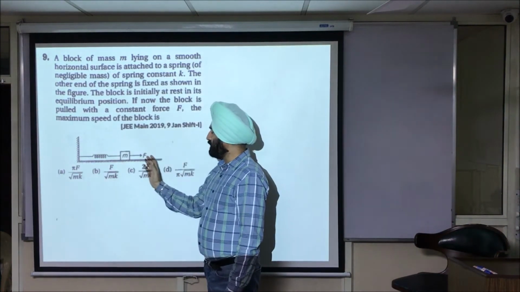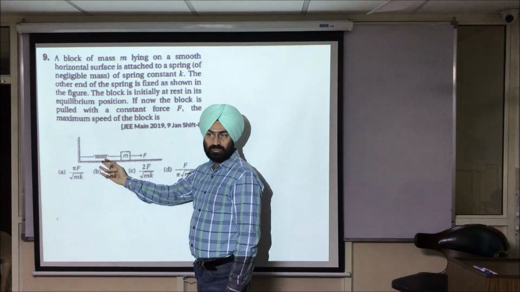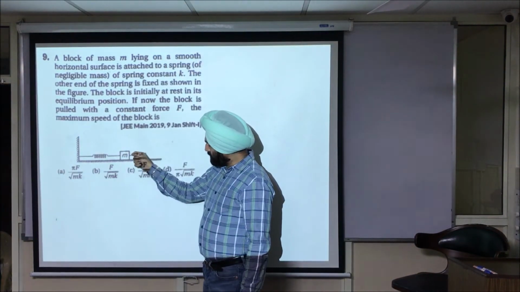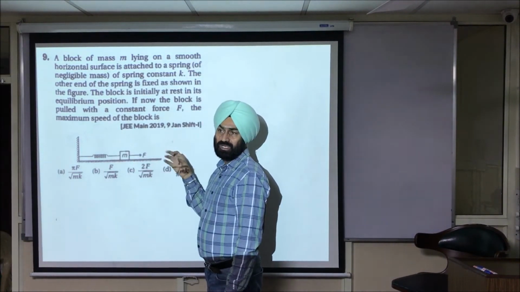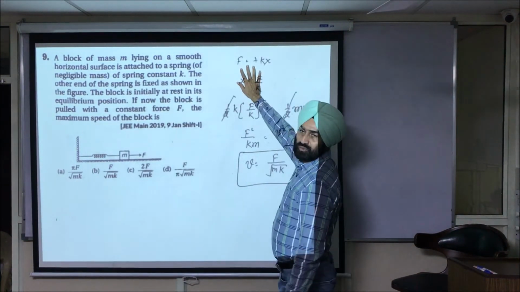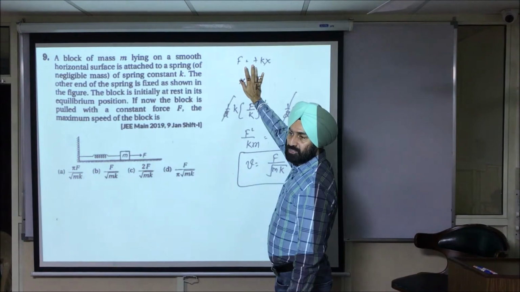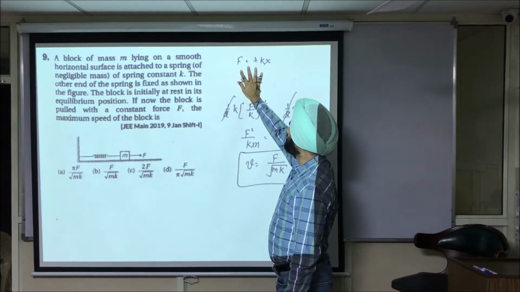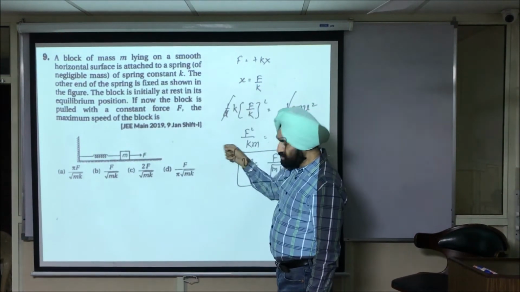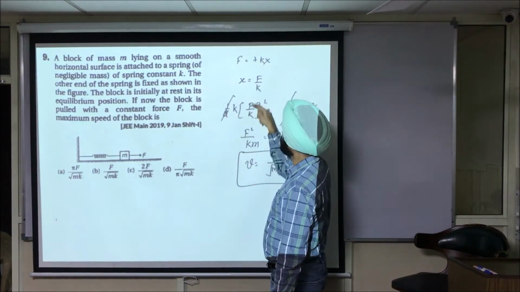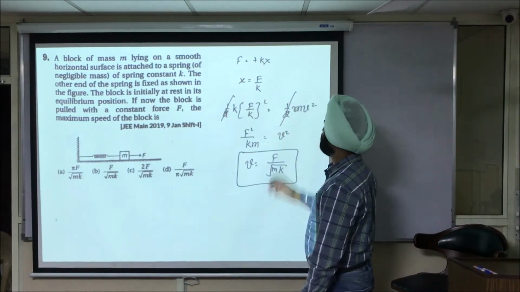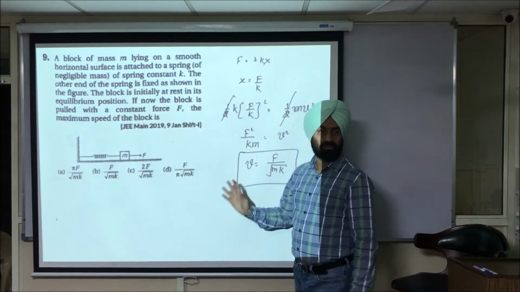So maximum speed would be when the whole of the potential energy of the spring changes back to kinetic. So first of all, what is the energy stored in the spring? What is the extension produced in the spring? F is equal to the restoring force of the spring. F is equal to kx, so x equals F by k. So at that moment, energy stored in the spring is half kx square. This energy is going to change into kinetic energy equal to half mv square, half cancels, solve for v. Simple.